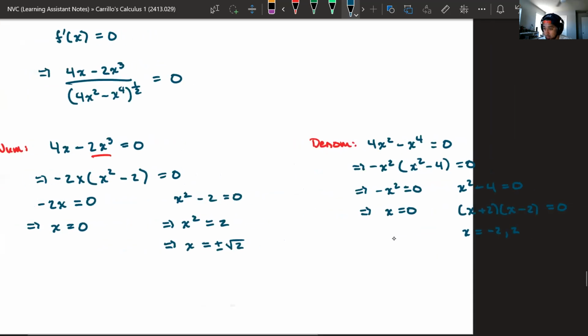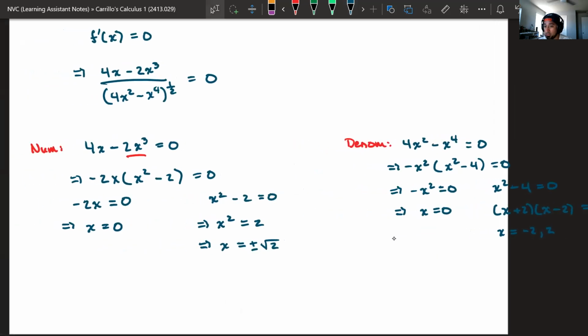Now we got to look over our critical numbers, right? So our first critical number for both solutions is x equals 0. But can that be a solution? Meaning, can I plug that into my function and it give me an output? What happens if I plug 0 into my denominator? It becomes undefined. That means that x equals 0 cannot be a critical number.